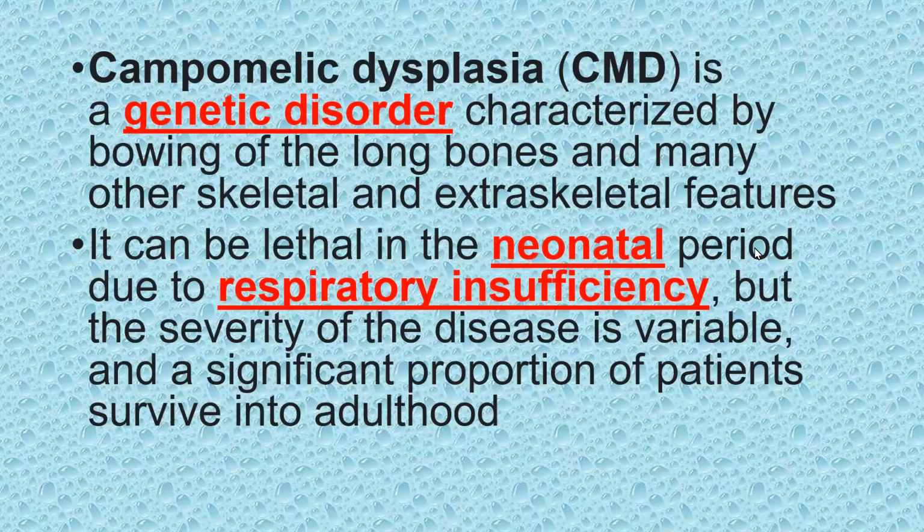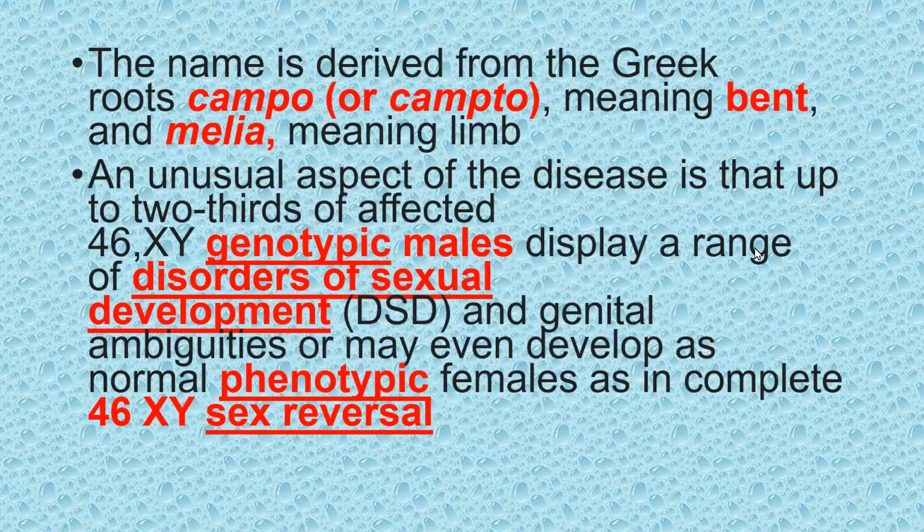So it's a genetic disorder characterized by bowing of the long bones and many other skeletal and extraskeletal features. It can be lethal in the neonatal period due to respiratory insufficiency, but the severity of the disease is variable and a significant proportion of patients survive into adulthood. The name is derived from the Greek root campo or campto, which means bent, and melia means limb.